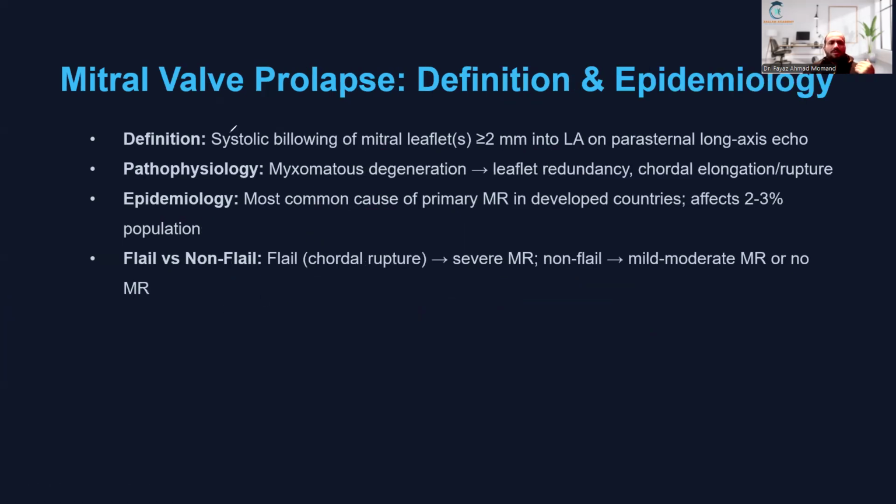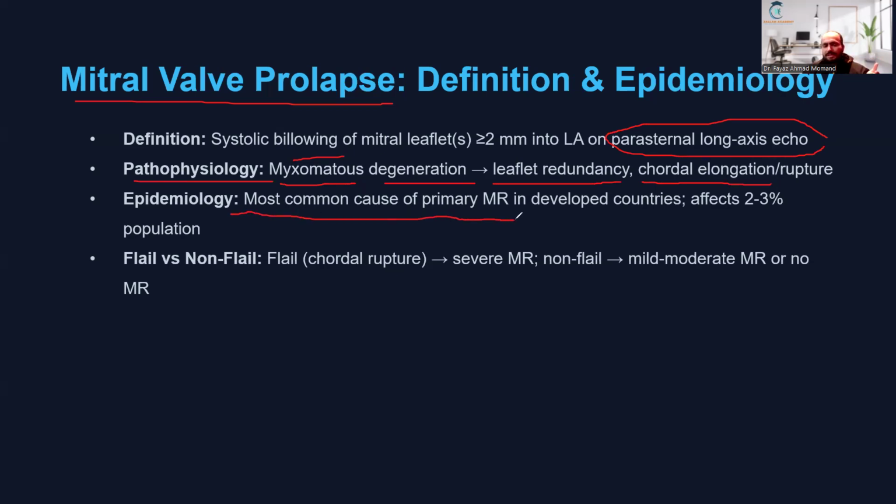Now, mitral valve prolapse is one cause of mitral regurgitation. The mitral leaflets billow out or prolapse during systole. This causes them to go towards the left atrium, and you can see that on an echo if you're doing a parasternal long axis echo. Pathophysiology: the valve is myxomatous or swollen, there is degeneration, the leaflet is redundant, and the chordae tendineae are elongated or ruptured. Mitral valve prolapse is the most common cause of primary mitral regurgitation in developed countries.